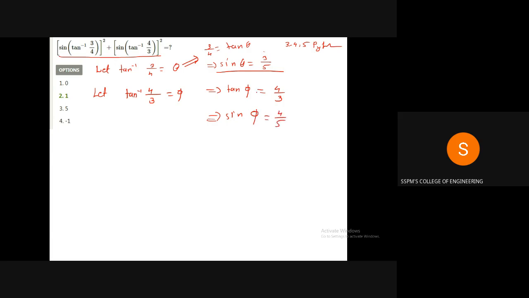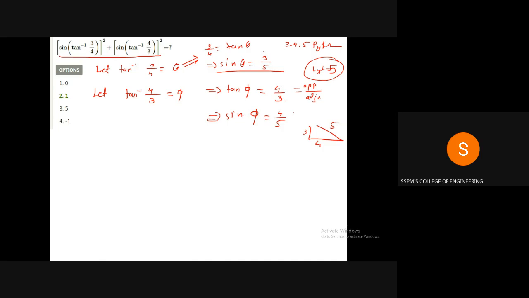Tan phi means what? Opposite side divided by adjacent side. So this is the adjacent side, this is the opposite side. So the sides are 3 and 4, which means the hypotenuse must be 5. That is a Pythagorean triplet, 3, 4, 5. So the triangle is like this, 3, 4 and 5.